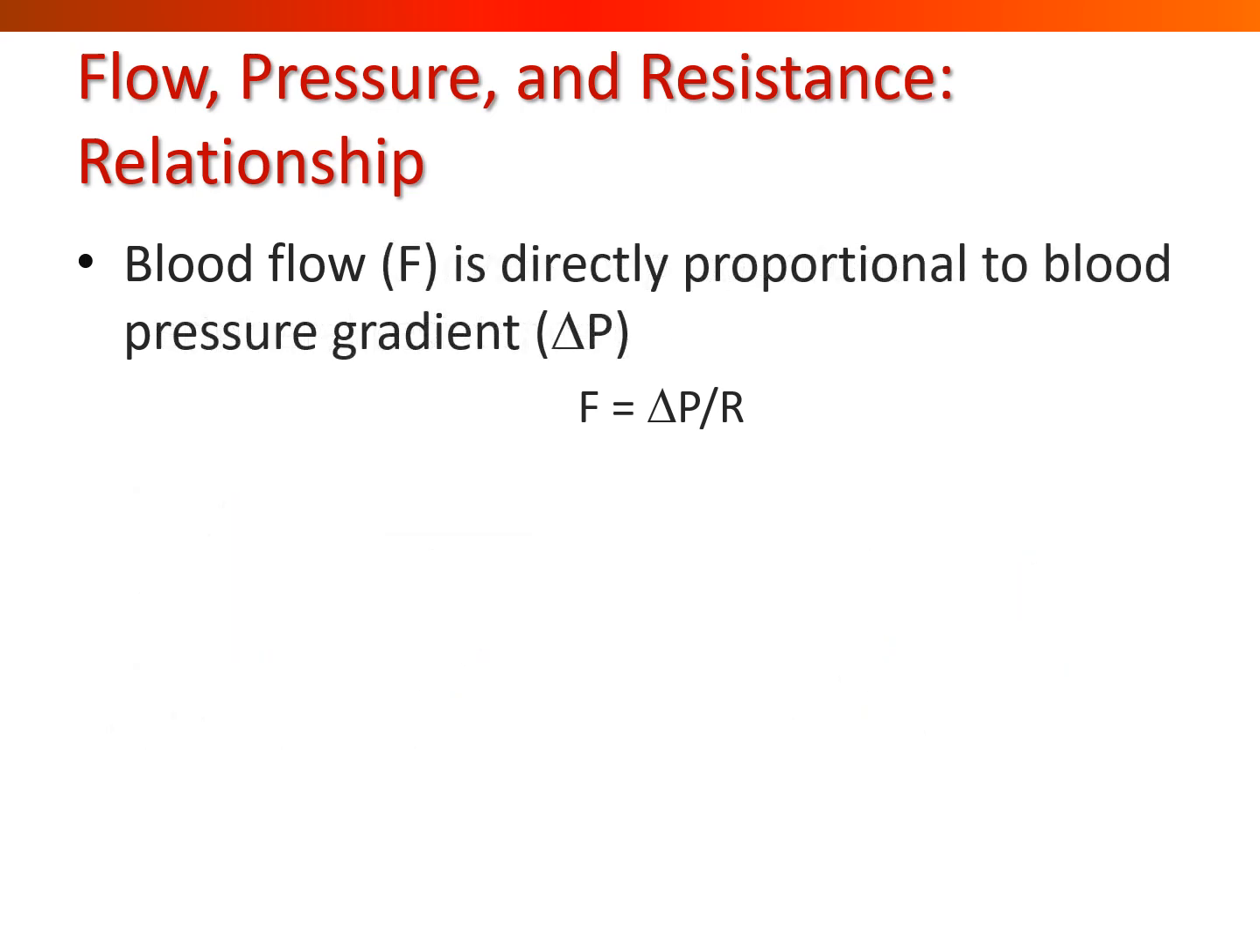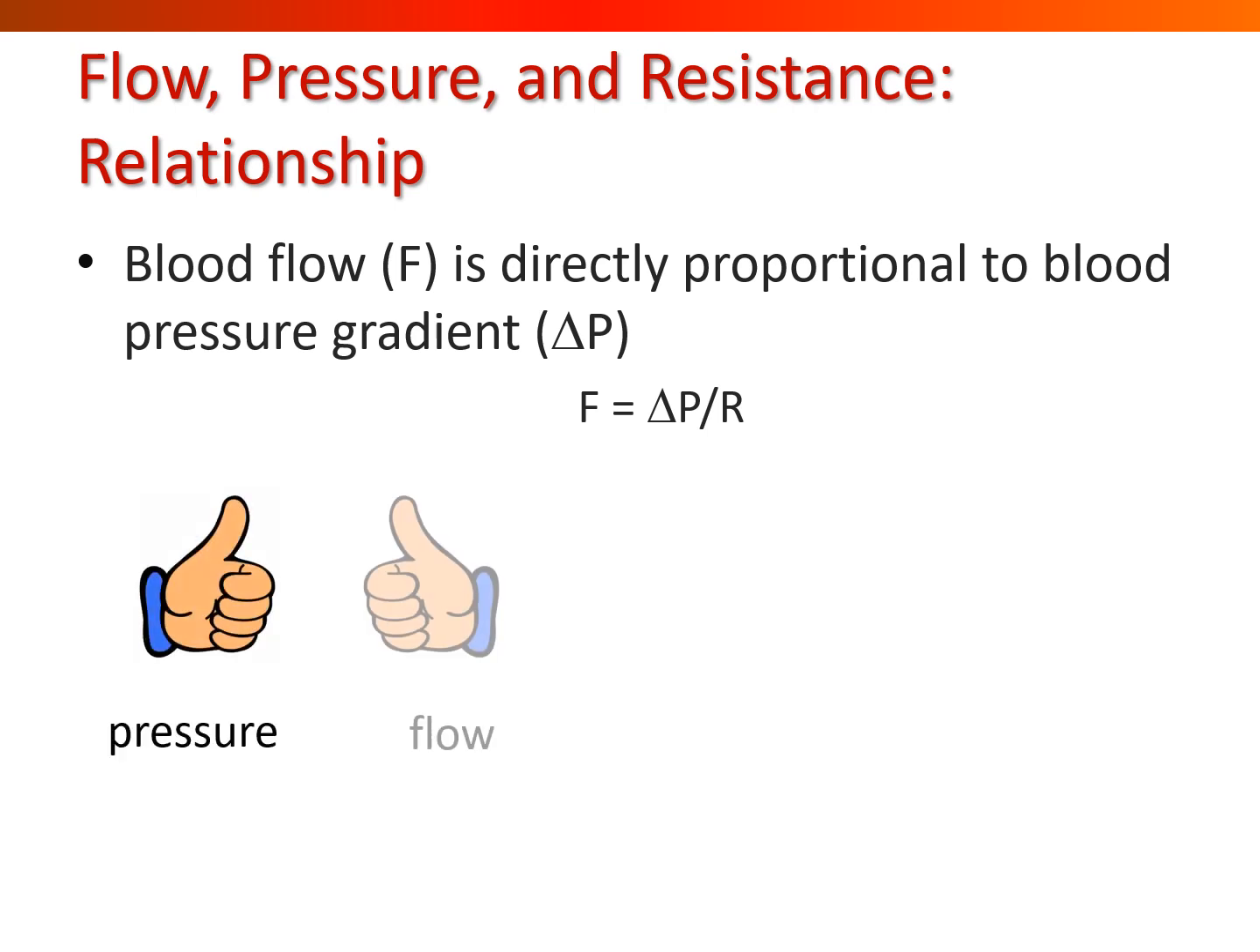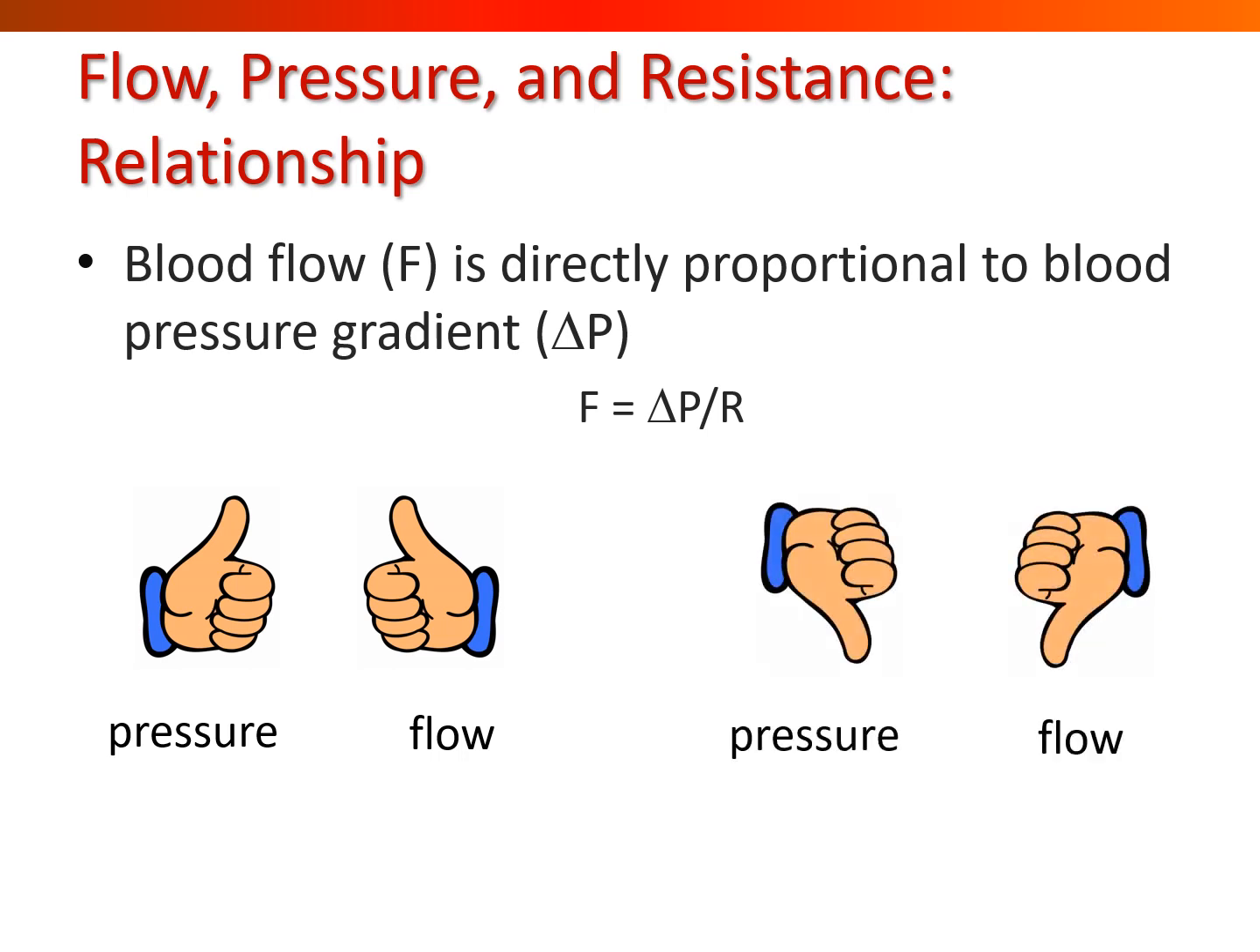So here we're going to talk about the relationship between flow and pressure. And what we know is that it is a proportional relationship, which means that when pressure goes up, so does flow. And conversely, when pressure goes down, so does flow. So this is thumbs in the same direction. And hopefully that makes some intuitive sense. If you had more pressure pushing fluid through a hose, it would have a tendency to want to come out at a faster rate.